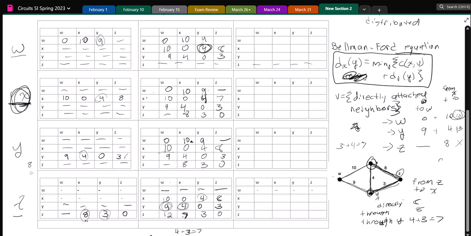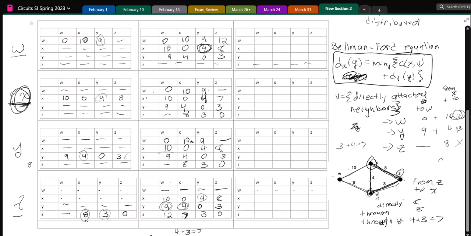Did I not fill in W to Z? I did not. Okay, so let's go back to this top one. Did I do it and just not write it down? I don't know if I did. Okay, so from W to Z, we can't get directly there. To go through X is 18. To go through Y is 12. So it would be 12.